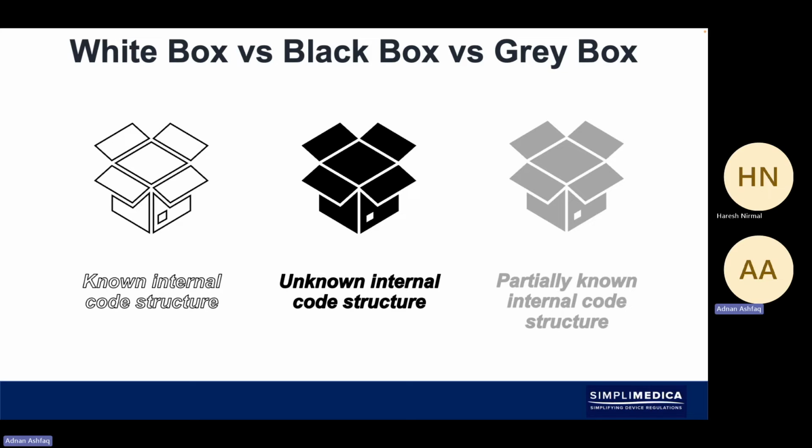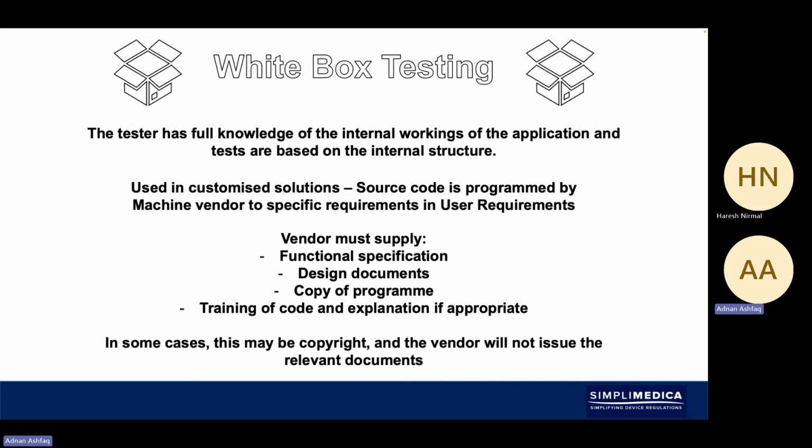The black box is an unknown internal code structure, and gray box testing is when you have partially known internal code. If we're doing white box testing, the tester should have full knowledge of the internal workings of the application, and tests should be based on the internal structure. It's used in customized solutions. So the GAMP 5 that we looked at would typically be white box testing.